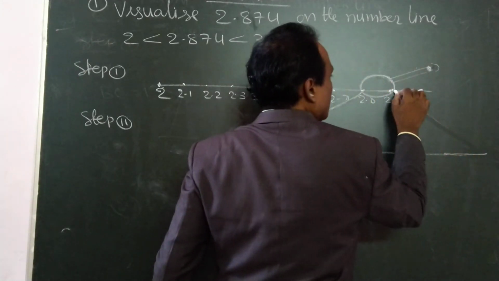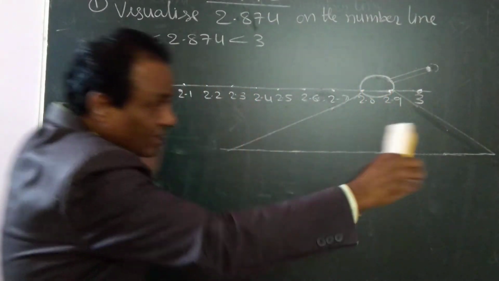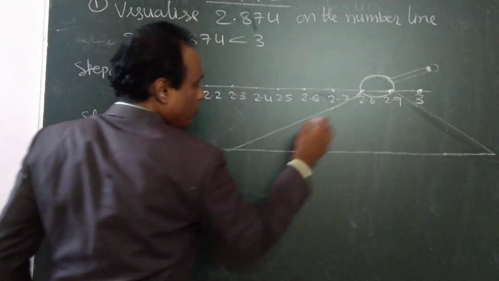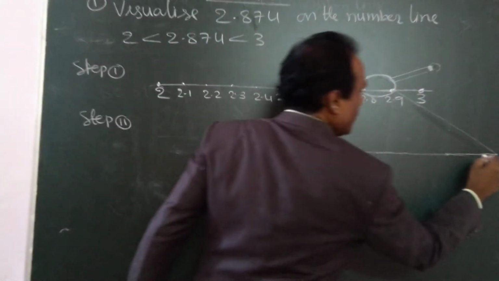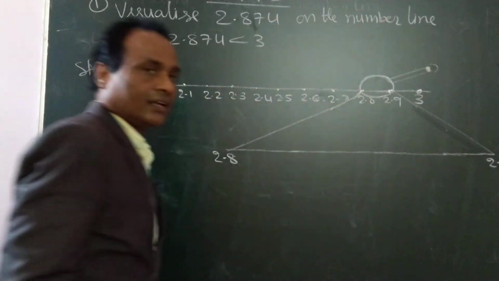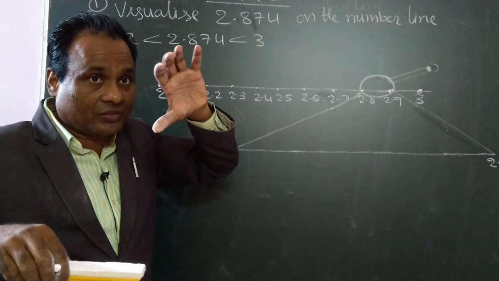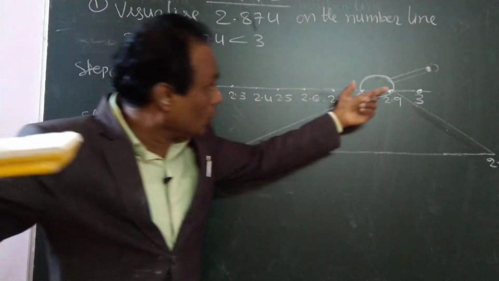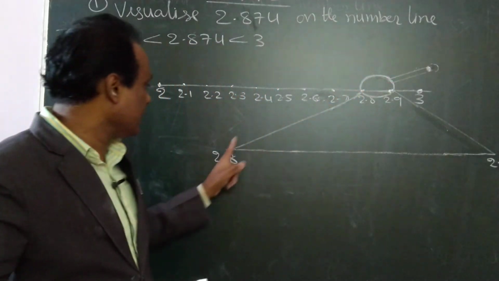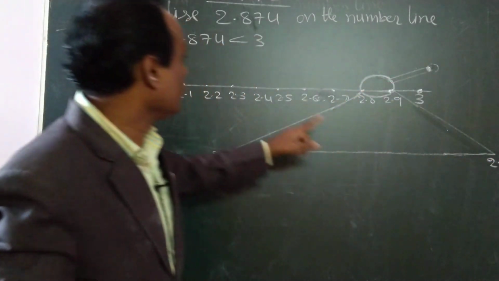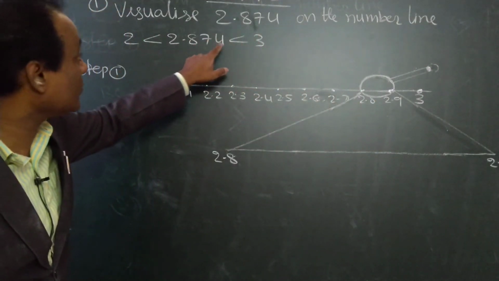Magnification. Only this part I am magnifying. That means only this part. So here 2.8, here 2.9. See here. Only this part I am magnifying by using the magnifier. It looks big. I am magnifying this, 2.8 here, 2.9 here. So in that only our number will lie, because our number is 2.874.